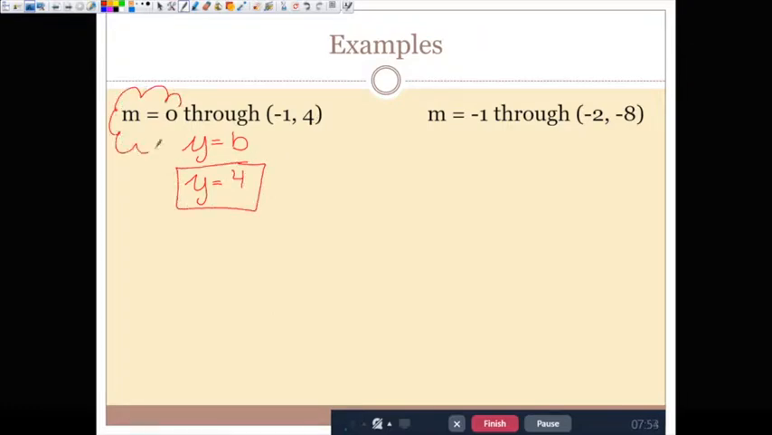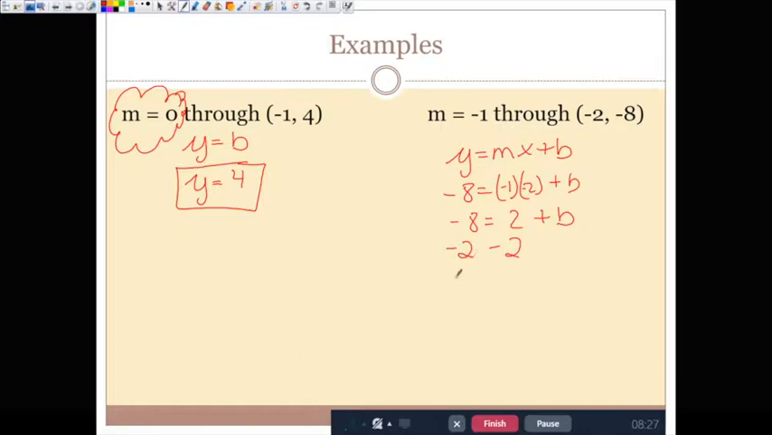Because my m is 0. Okay, my next one, my m isn't 0, so I don't get the luckiness of having that special case. So y equals mx plus b. I'm going to substitute my values in: -8 for y, -1 for m, -2 for x, plus b. So we get -8 equals 2 plus b. Subtract 2, and my b equals -10.